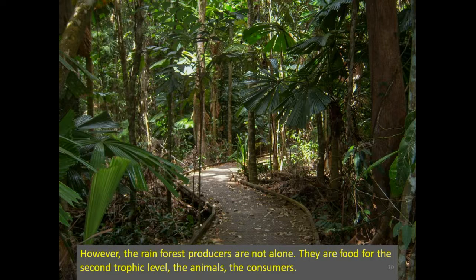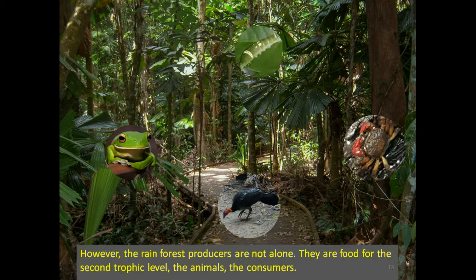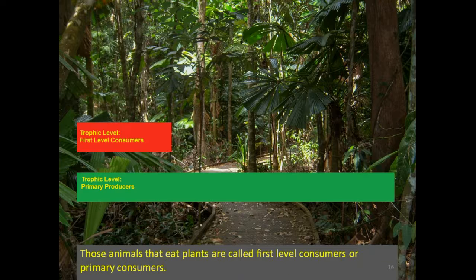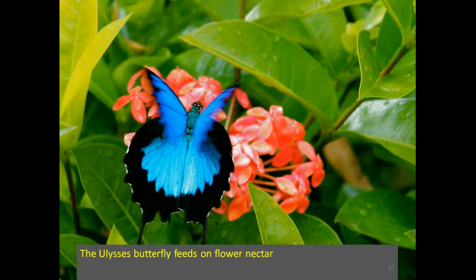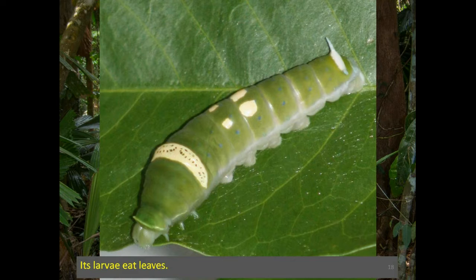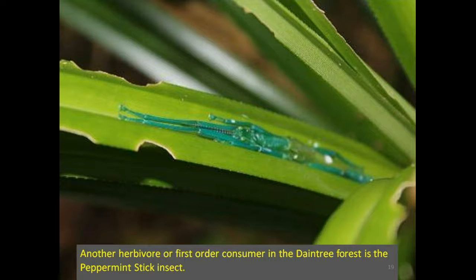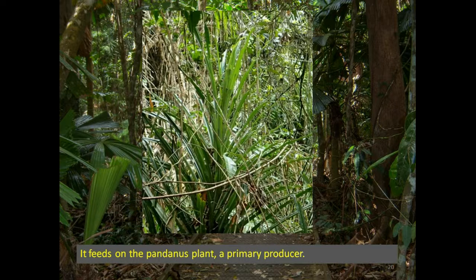However, the rainforest producers are not alone. They are food for the second trophic level, the animals, the consumers. Those animals that eat plants are called first level consumers or primary consumers. The Ulysses butterfly feeds on flower nectar. Its larvae eat leaves. Another herbivore or first order consumer in the Daintree forest is the peppermint stick insect. It feeds on the pandanus plant, a primary producer.